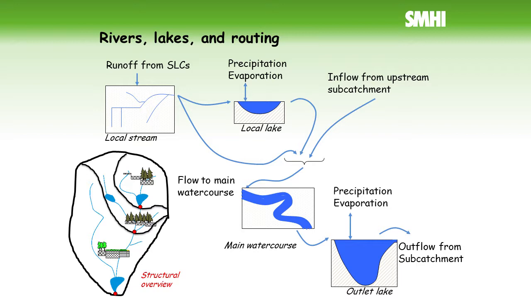We distinguish between local streams that are within each of the subbasins and the main streams that connect the subbasins. We could also distinguish between local lakes and lakes that are located at the outlet of a subbasin. We usually refer to these as I lakes, internal lakes, and O lakes, outlet lakes. And you will get familiar with those terms during these days.